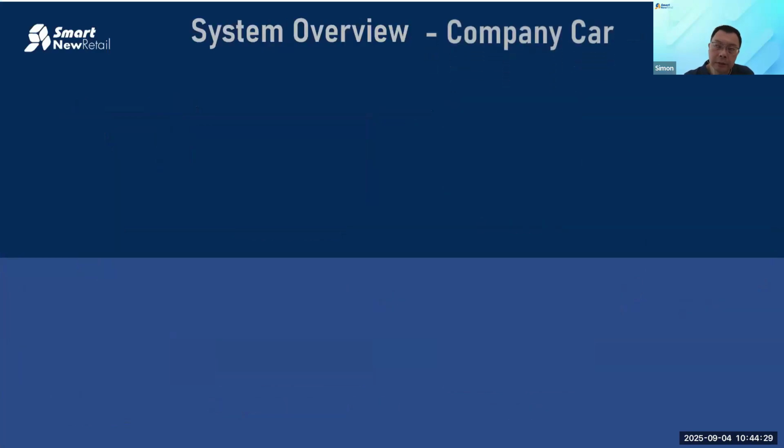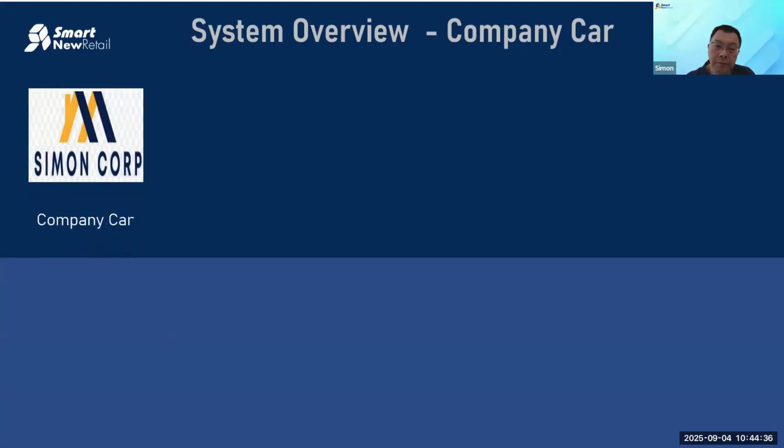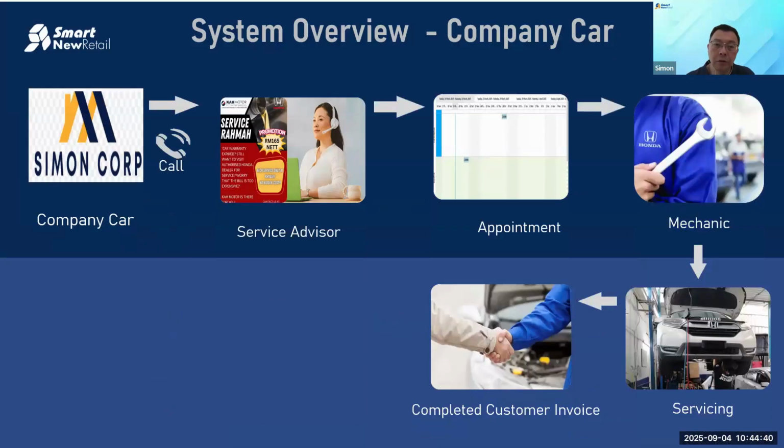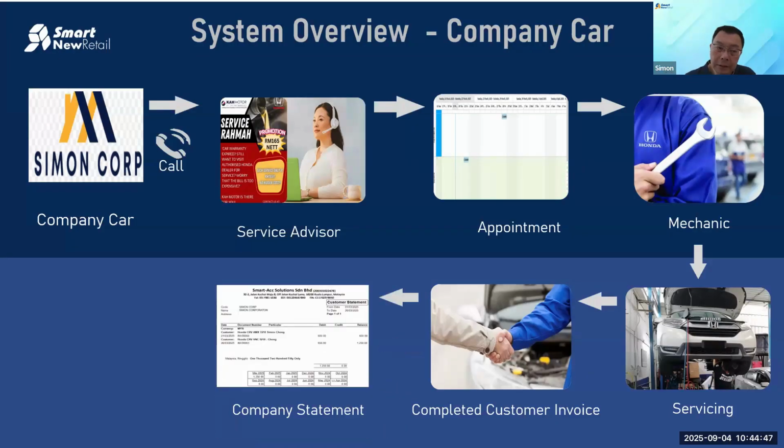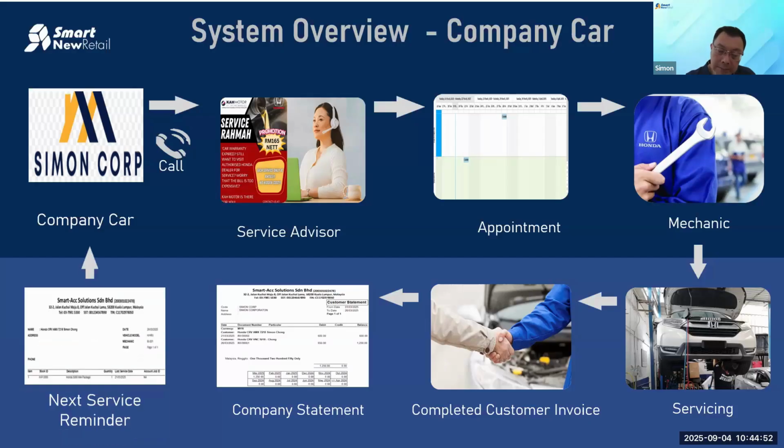Another type of business is the company car. How do we handle the company car in this scenario? Let's say this Simon Corporation has a few cars to do servicing. Actually, the flow is the same. They need to call the center, make an appointment, then go through the service flow. The only different part is at month end, the company, Simon Corporation, receives the company statement. Then lastly, the same reminder will go to the company, reminding them the car needs to go for its next service. So this is the difference between the company car and personal car flow in the system overview.